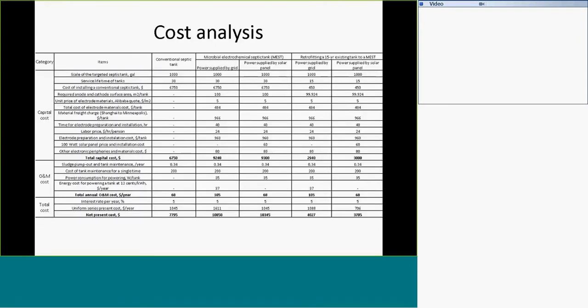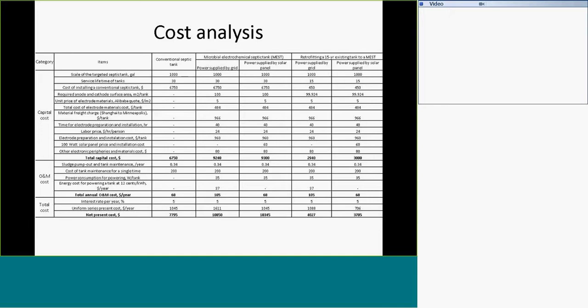And then we did a cost analysis for the process. The font is too small, but I can tell you what happened. For the conventional septic tank, the installation and maintenance net present value is roughly $8,000. And with the electrochemical process, inserting the electrode and powering it, the cost is about $11,000. So there's like a $3,000 increase.